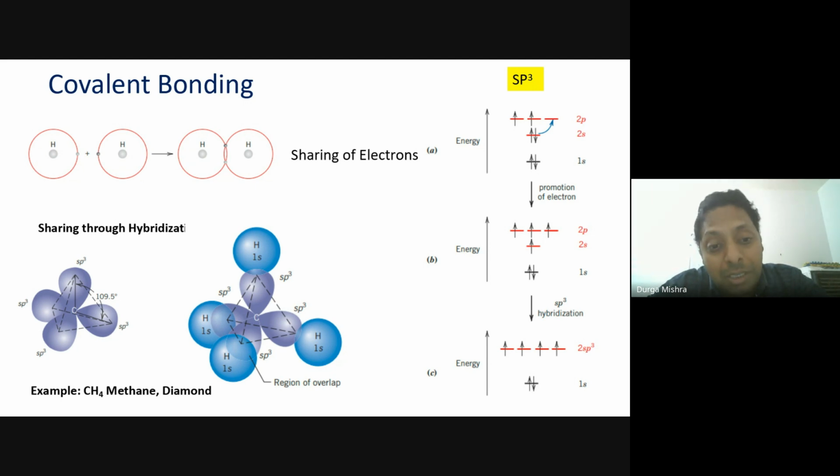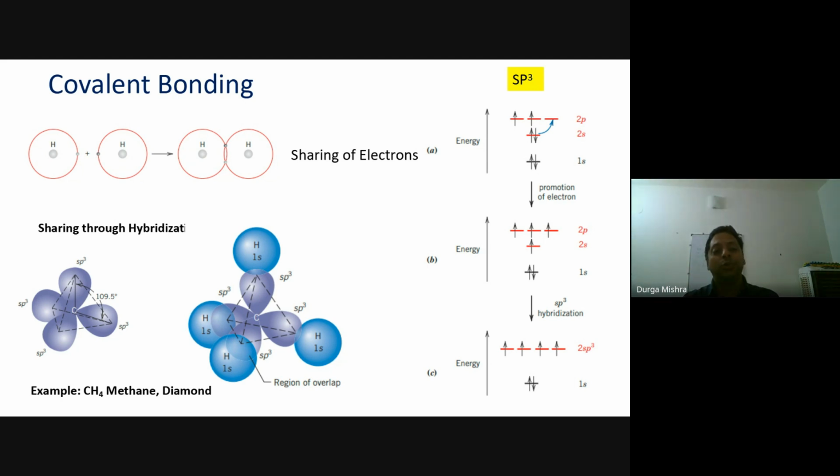This is also true for diamond, for example. We talked about the structure of diamond. In diamond, the carbon is also an sp3 hybridized carbon, and you have a bond between carbon and carbon, not carbon and hydrogen, because it's only carbon atoms. So one carbon atom forms four sp3 hybridized orbitals.